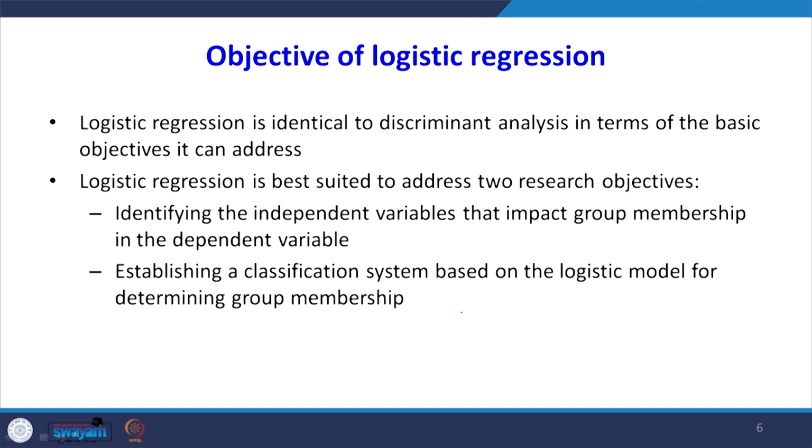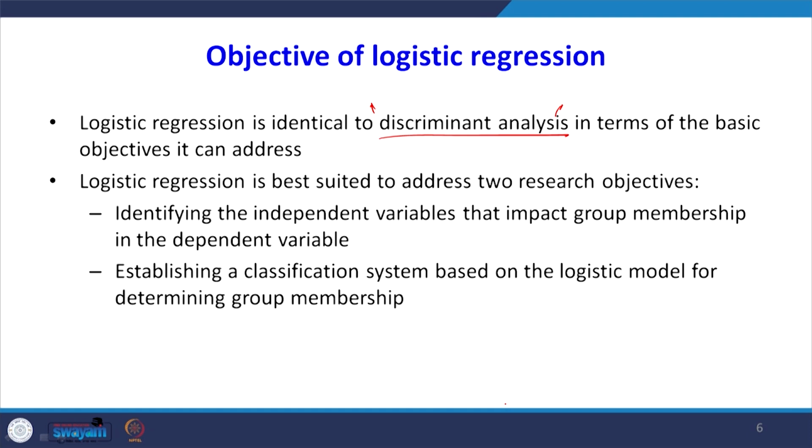Then, with respect to the objective of logistic regression, how do linear and logistic regression differ? Logistic regression is identical to discriminant analysis in terms of the basic objectives it can address. There is one technique called discriminant analysis. The basic difference is that in logistic regression we have only two levels, 0 or 1, but in discriminant analysis we can have more than one level. That case is called discriminant analysis. I did not cover this, but this is the concept behind discriminant analysis.